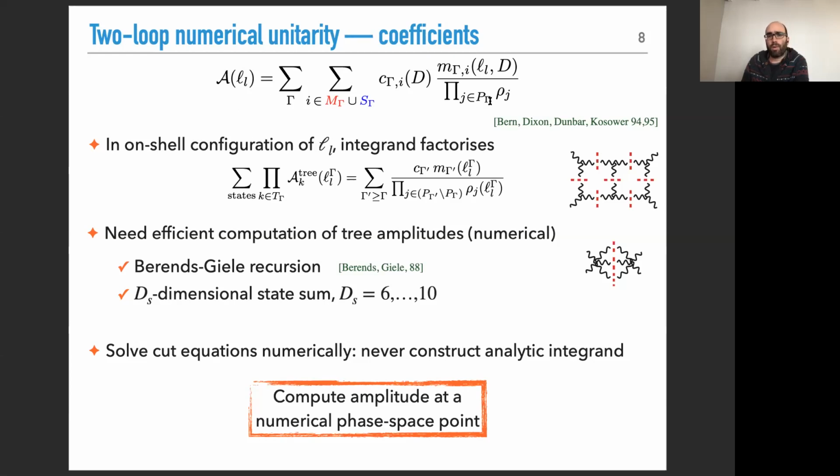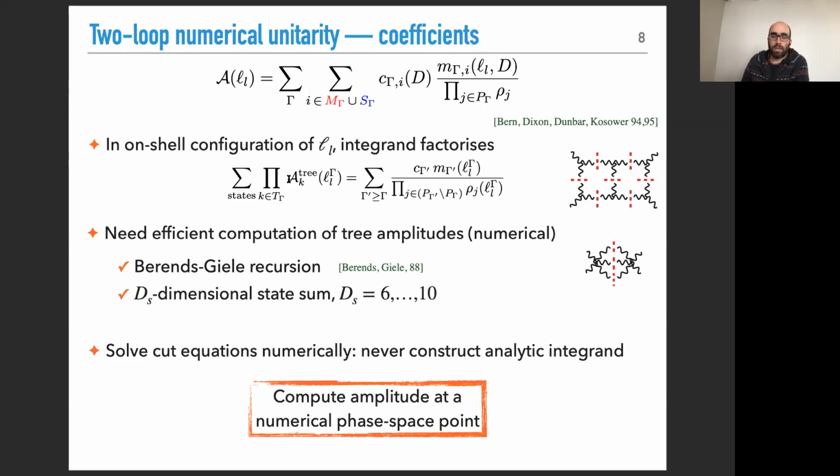The idea is that when you probe the integrand into specific on-shell configurations of the loop momentum, the integrand factorizes. So this is what's said in this equation. Here on the left-hand side, you just have a product of trees. And on the right-hand side, you have a combination of these coefficients that you're trying to determine. So this equation becomes a set of linear equations for the coefficients that you're trying to determine.